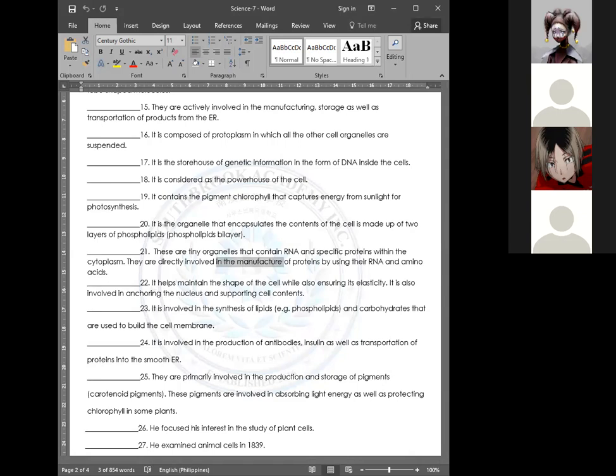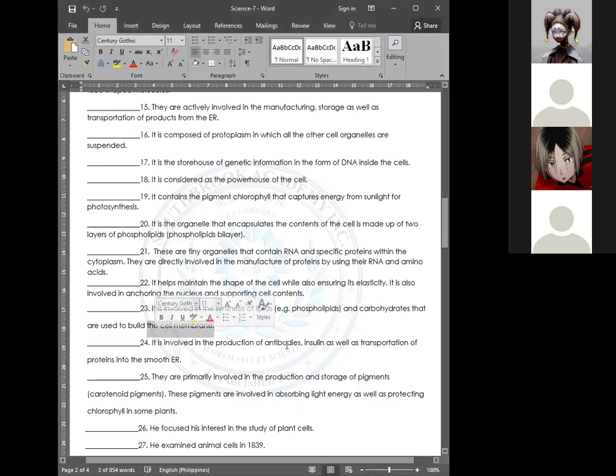It involves the synthesis of lipids and carbohydrates that are used to build the cell membrane. Again, it involves the synthesis of lipids and carbohydrates that are used to build the cell membrane. What do you think is the answer? It is smooth endoplasmic reticulum or smooth ER.